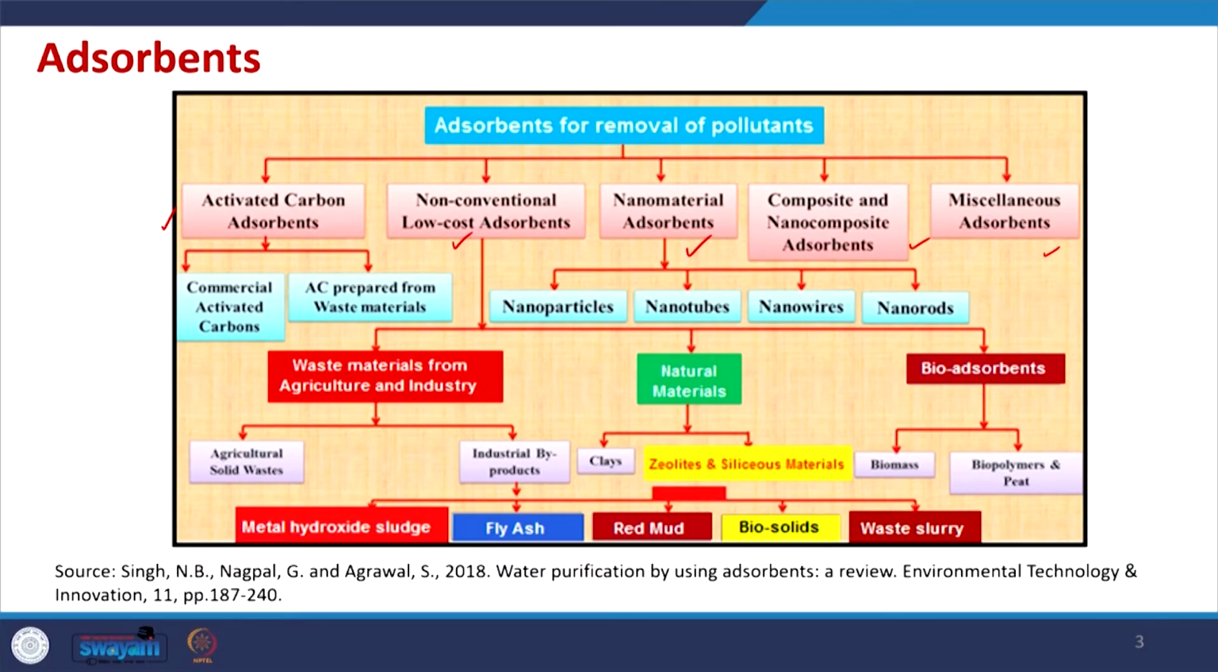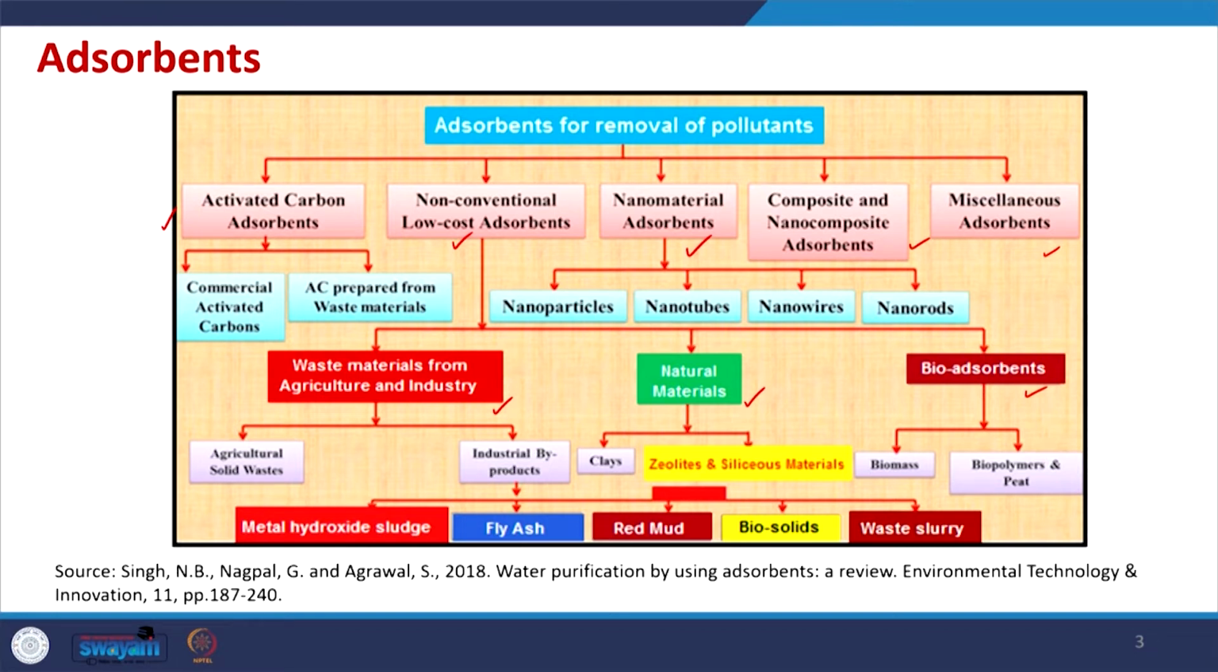Now, these non-conventional low cost adsorbents can further be characterized into three categories, based upon their development. Waste material from agriculture and industry can be used for development of such adsorbents. Similarly, natural materials like clays, zeolites and silica materials can also be used as adsorbents. Depending upon the processing, they may be low cost or higher cost. Then biosorbents like biomass and biopolymers etc., can also be used as adsorbents.